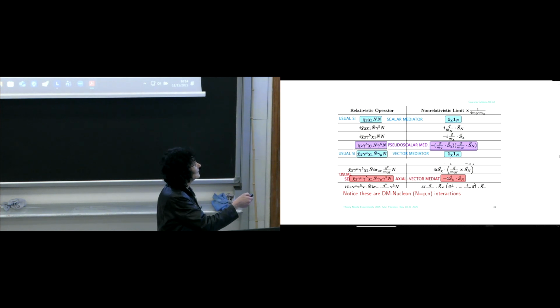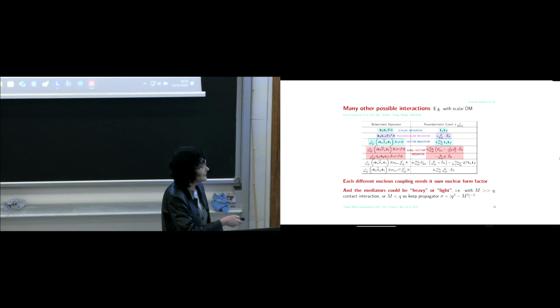Pseudoscalar with gamma 5 in the middle goes to q dot s times q dot s. Axial vector, here you have gamma mu gamma 5, goes to s dot s. I made an example later on how you get the non-relativistic limit, but usually it's understood. And of course, here there are more.